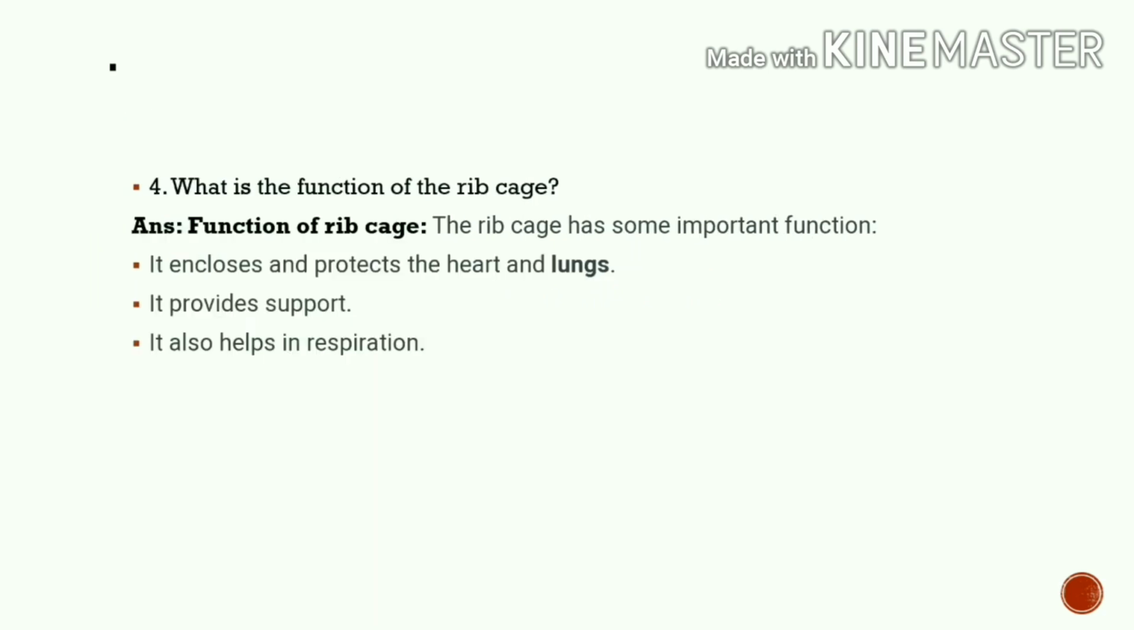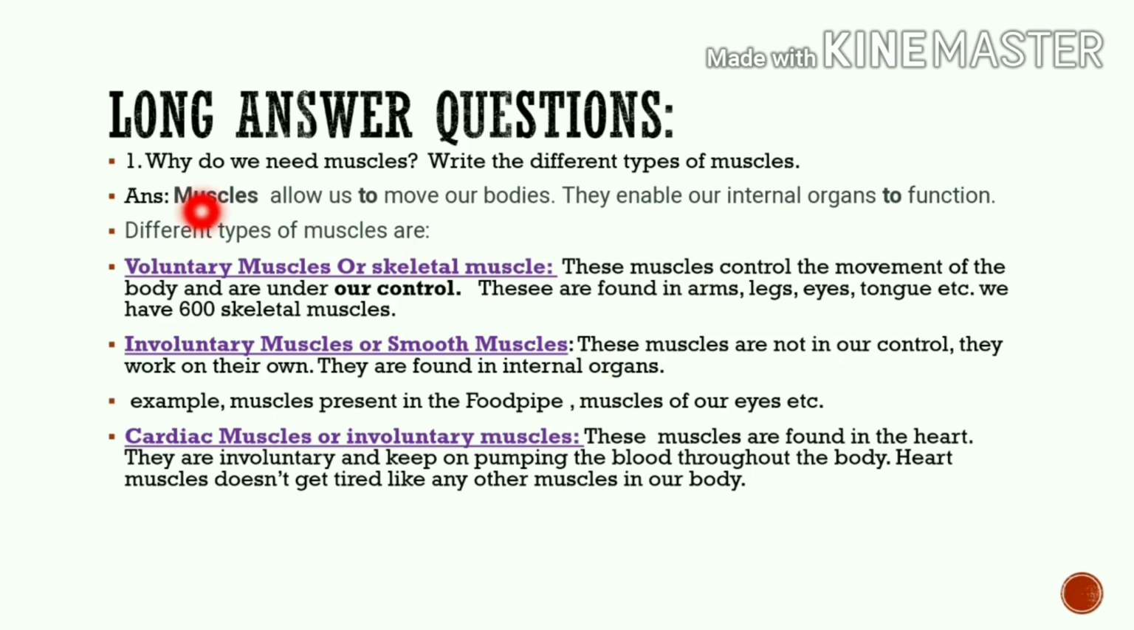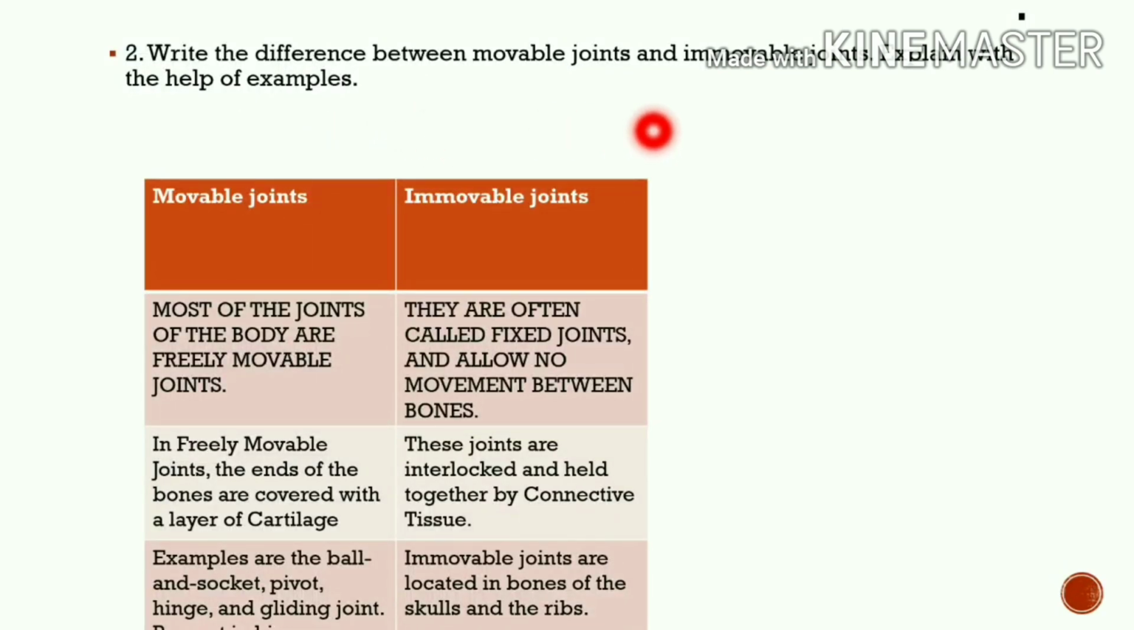Now what is the function of the rib cage? You know that answer. Then the long answer questions. Why do we need muscles? Write the different types of muscles. We have already discussed it. What is the difference between a movable joint and an immovable joint? The first is the definition of movable and immovable joints. The next is why this is a movable joint. In freely movable joints, the ends of the bones are covered with a layer of cartilage, whereas in immovable joints, the bones are interlocked and held together by connective tissue.